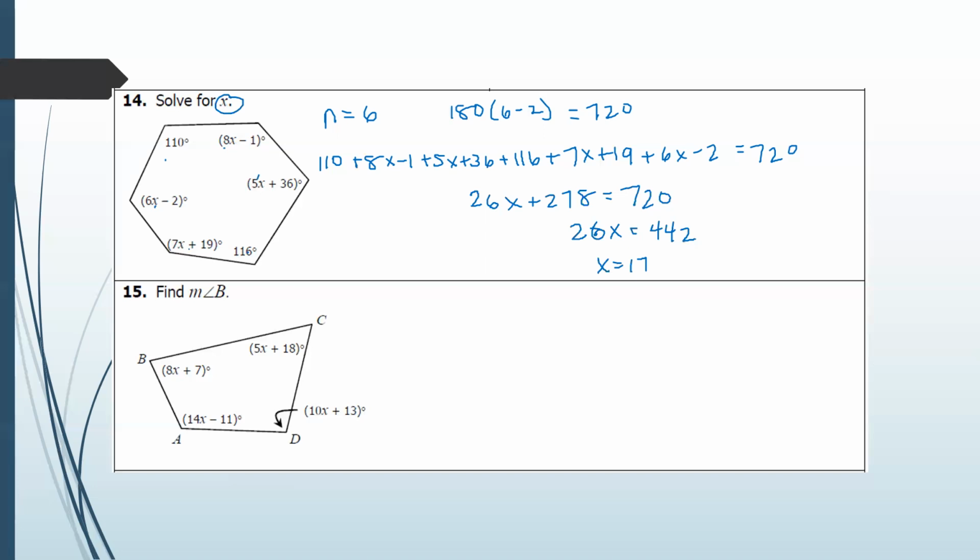However many sides there are, what's the sum of those interior angles? Add up those interior angles, make them equal to the sum of interior angles. Do a little algebra, solve for x, and plug it in to find B. Try that now.